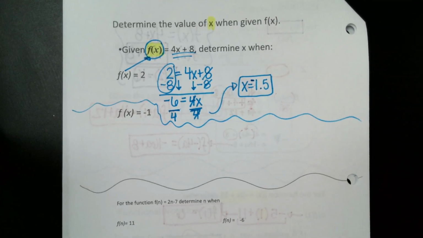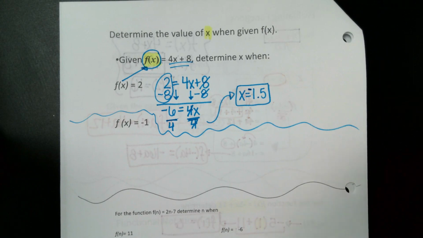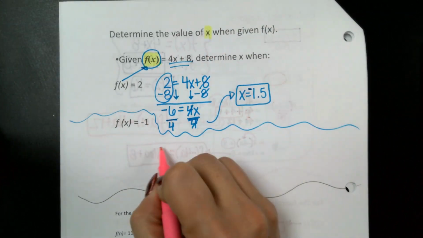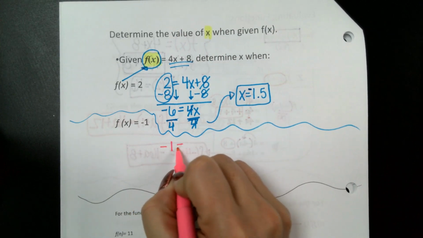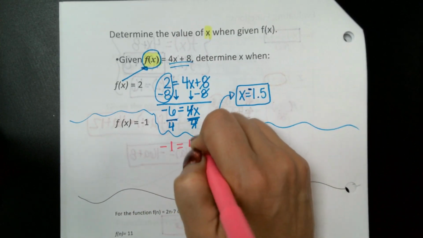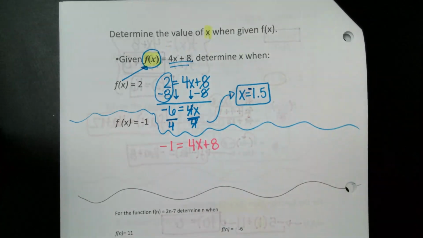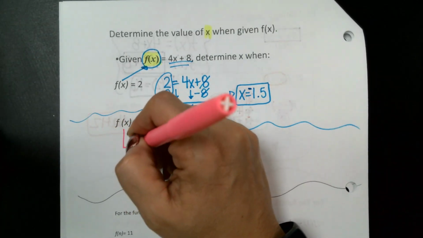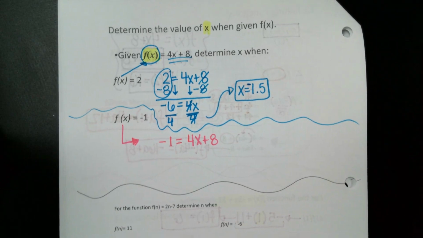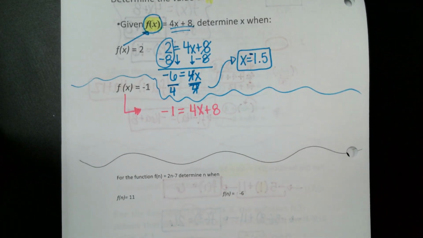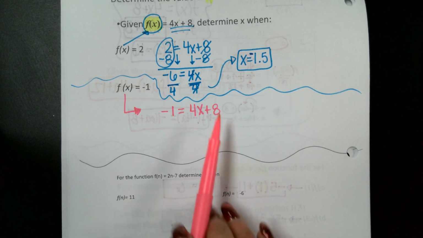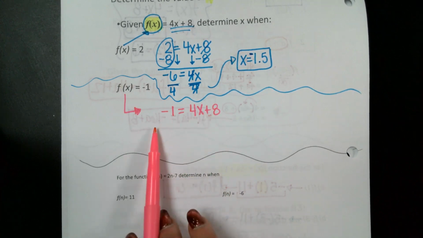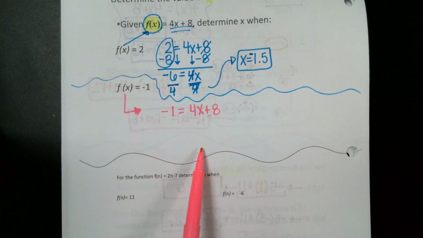This time they tell us that f of x is negative 1. So where am I putting that negative 1? Left or right? It's going on the left side. It's replacing the f of x up here. So I'm going to have negative 1 equals, and then you leave the 4x plus 8 alone. Shouldn't we have the same two steps? Shouldn't we be subtracting 8 and then eventually we'll divide by the 4?